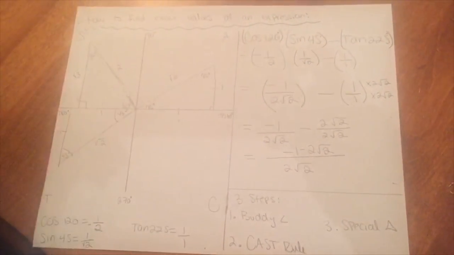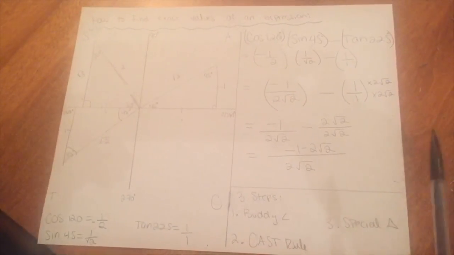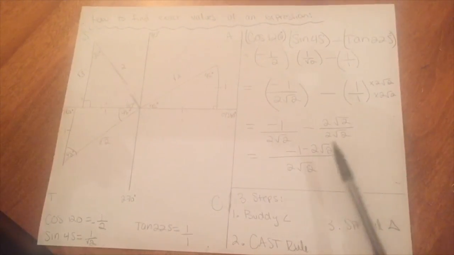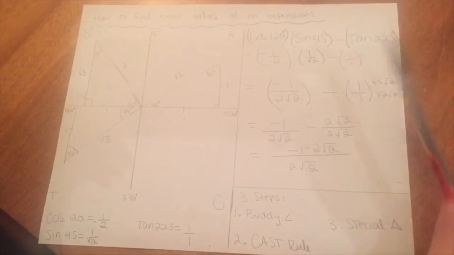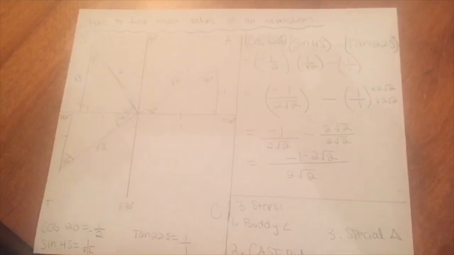Some common mistakes people usually make are with the cast rule, they'll forget their negatives, which can mess up the final answer, or maybe sometimes getting the wrong values. So just watch out for that. And that is all.